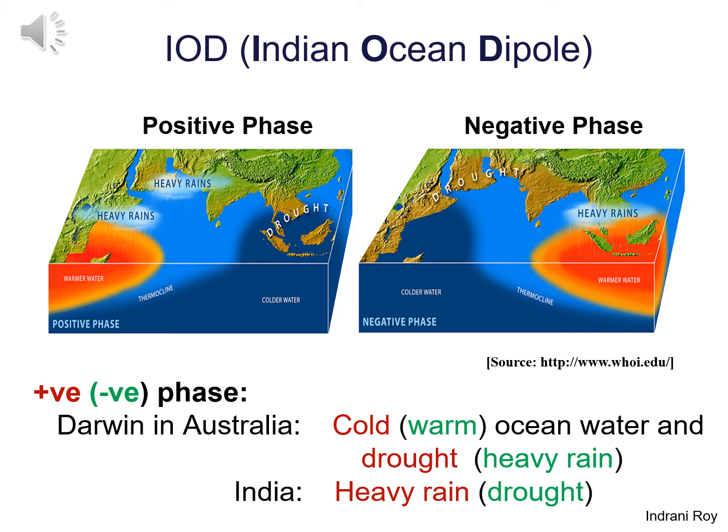For positive phase, Darwin of Australia has very cold ocean water and it experiences drought kind of situation, while in India there is heavy rain. For negative phase, on the contrary, there is warm ocean water in Darwin of Australia associated with heavy rain, while there is a drought in India.